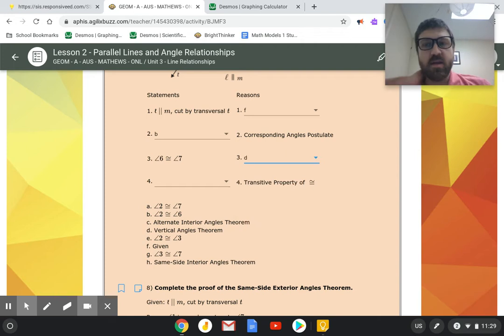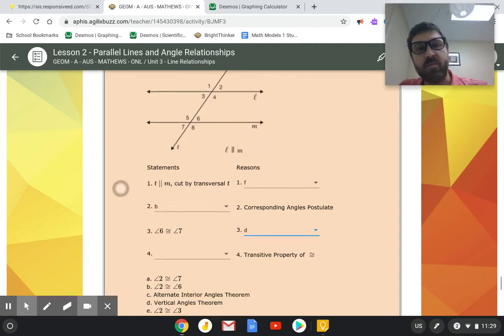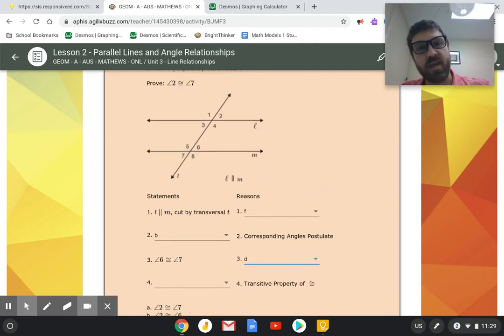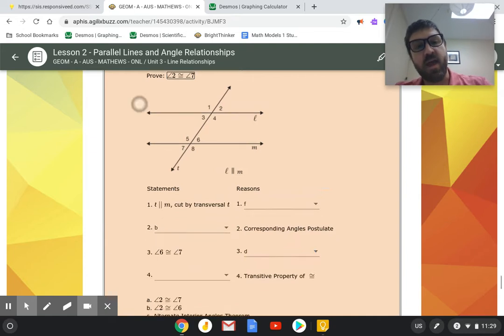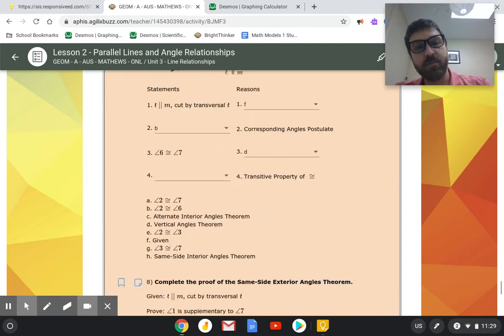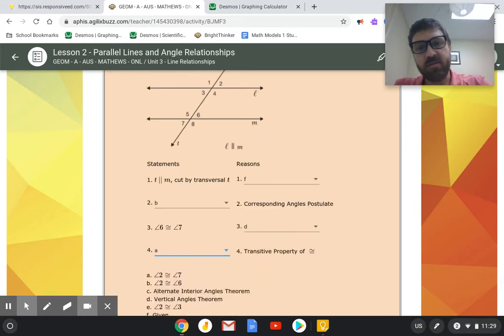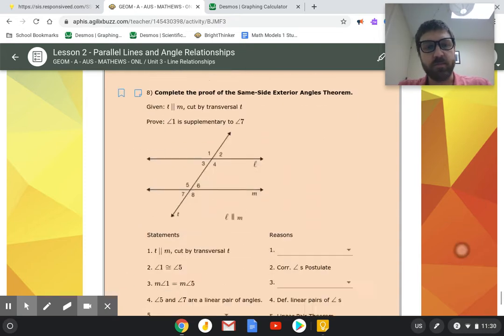And then lastly, my last line of my proof is always the thing I was trying to prove. So I actually don't need to even think about that one. I know that the last statement must say angle 2 is congruent to angle 7. And so we choose answer choice A. So notice all I'm doing is just looking for either the angles that fit the statement or the statement that fits the angles. So let's look at the next one.